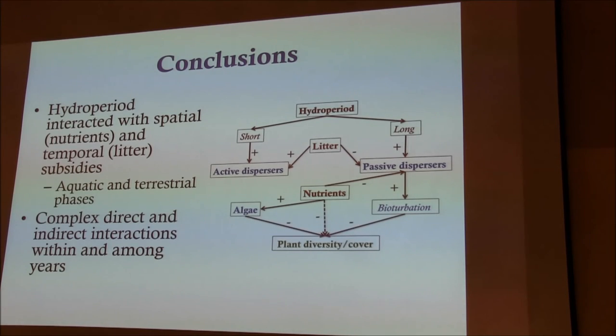So in conclusion, hydroperiod interacted with these spatial and temporal subsidies, and they influenced both the aquatic and terrestrial phases. This is important because what this illustrates is that if we look at just one slice of the vernal pool community, either the aquatic or the terrestrial, without taking into consideration the previous dynamics of that system, then we're ignoring what may be influencing diversity patterns in the present community. And this little model shows that there are a lot of complex interactions, direct and indirect, occurring between hydroperiod, nutrients, and litter, as well as species interactions.